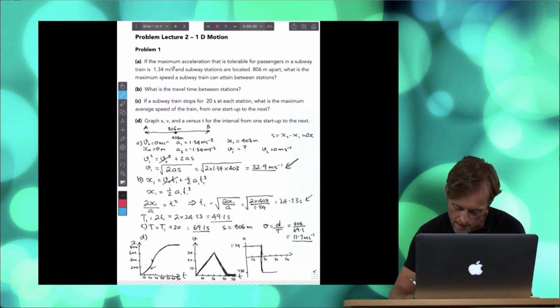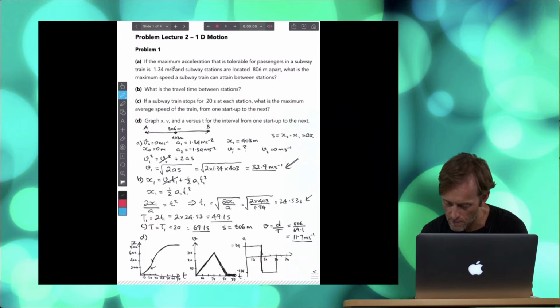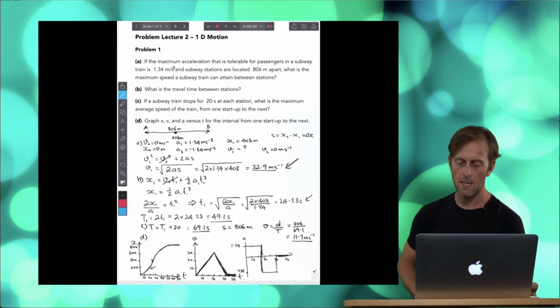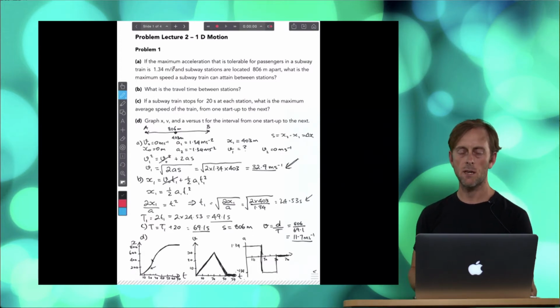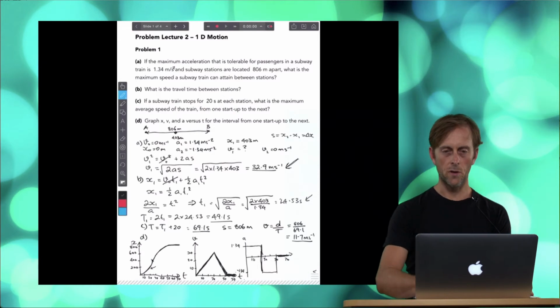Okay, and then sitting around for it with no acceleration like that. Okay, so we've done plenty of that stuff now. You should be getting your head around how that works.